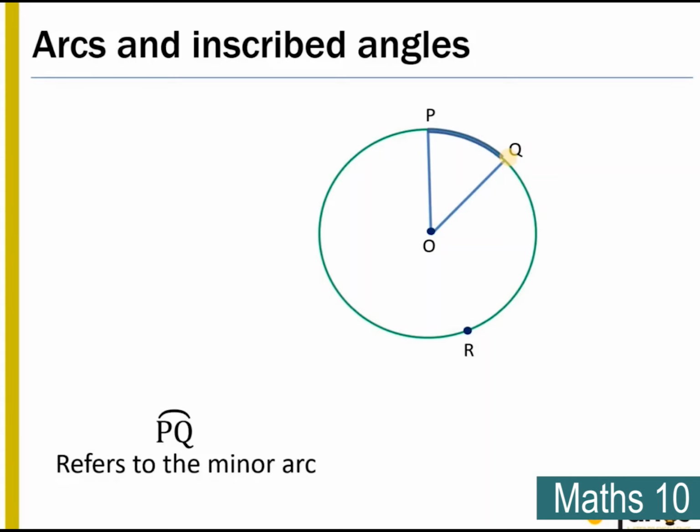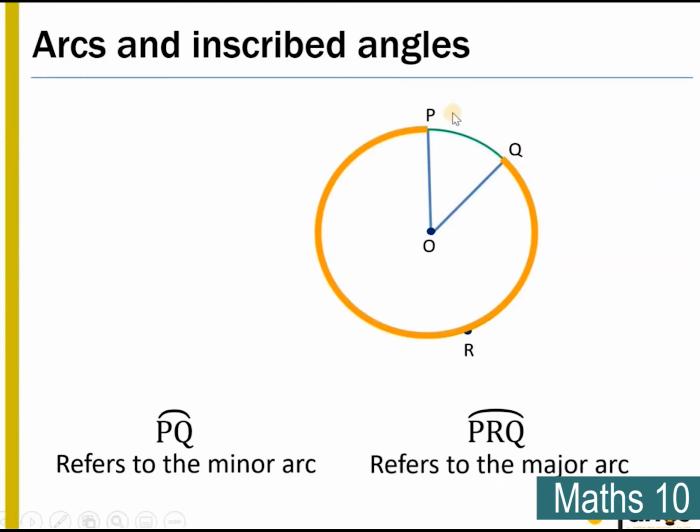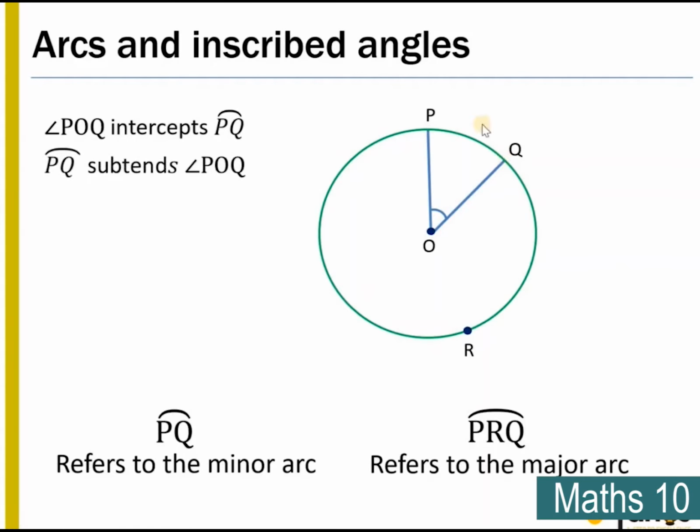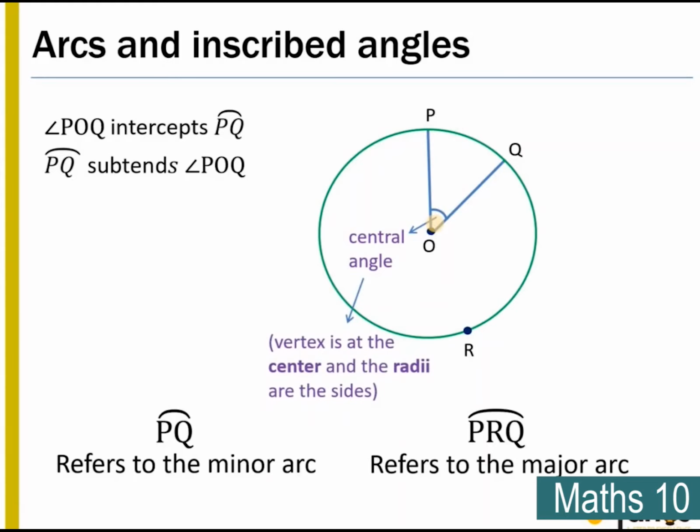PQ refers to the minor arc. PRQ refers to the major arc, going all the way around the edge through the point R. The angle POQ, this angle here, intercepts the arc PQ. The arc PQ subtends the angle POQ. This angle here, POQ, is the central angle, where the vertex is at the centre and the radii are the sides.